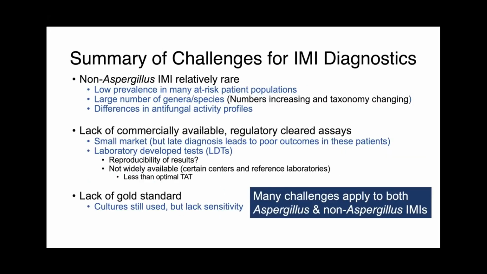So in summary, non-Aspergillus invasive mold infections, while relatively rare, have a low prevalence in many at-risk patient populations. There's a large number of different genera and species that can cause disease in humans. The numbers are increasing on a yearly basis, and we have also created some confusion with changes in taxonomy and nomenclature. It's important, though, I believe, and I think others would agree, that we really need to get to the species level identification if possible because of differences in antifungal activity profiles as well as clinical responses.